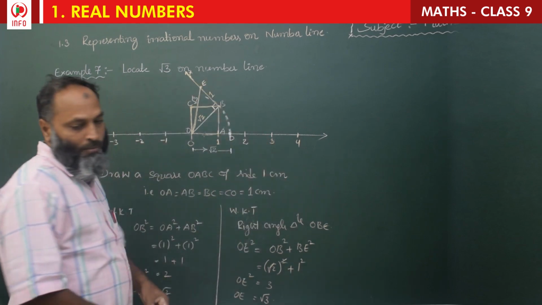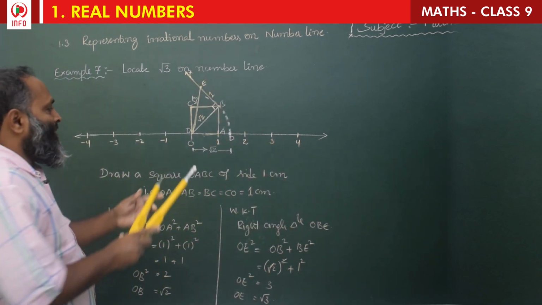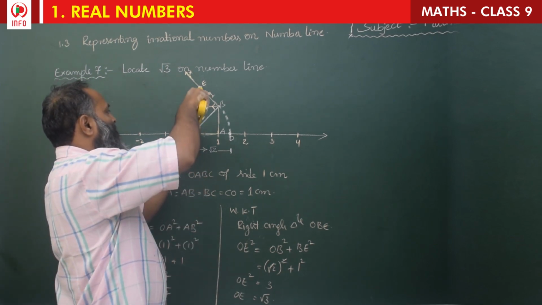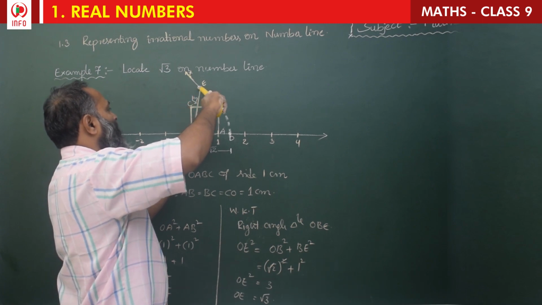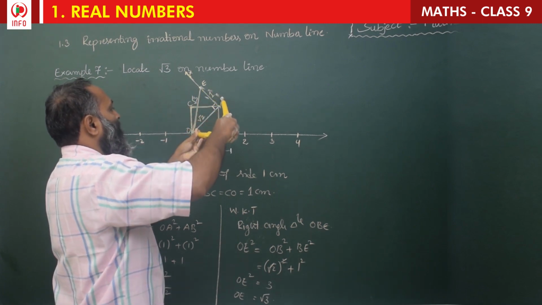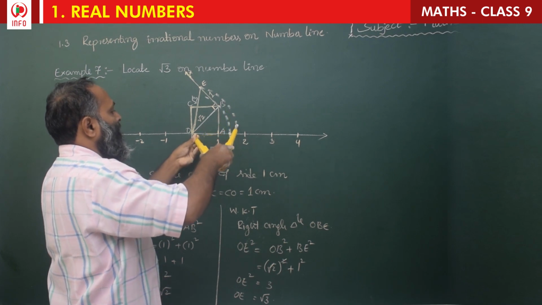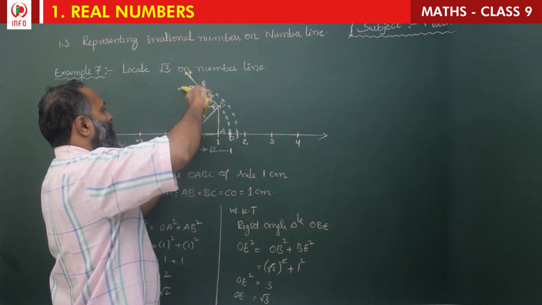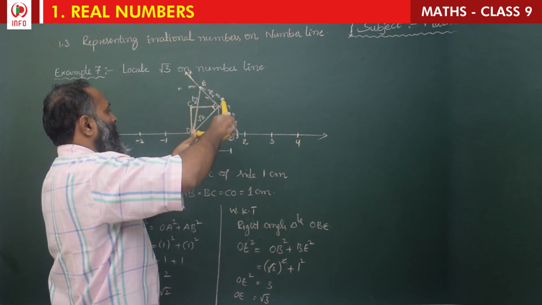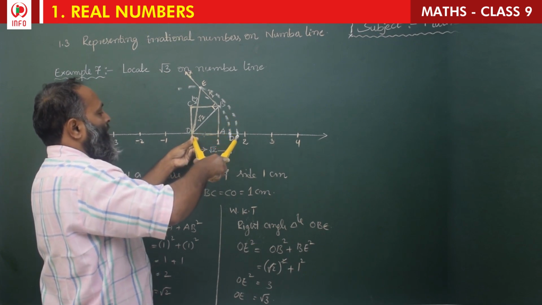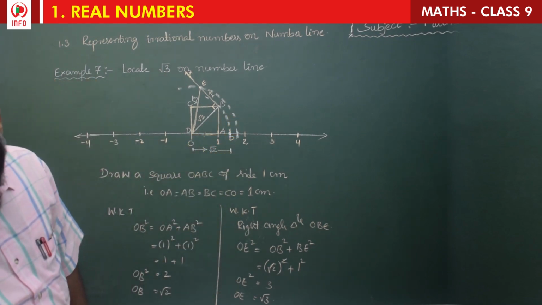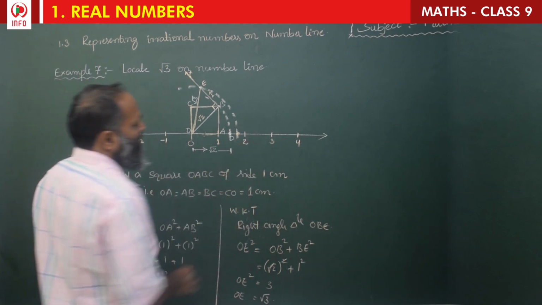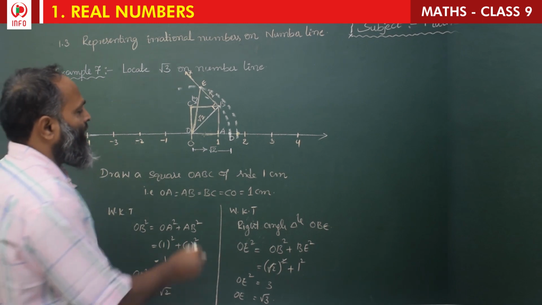Now with O as a center and OE as a radius, draw an arc. This arc cuts the line at a point, here it cuts the line at a point.